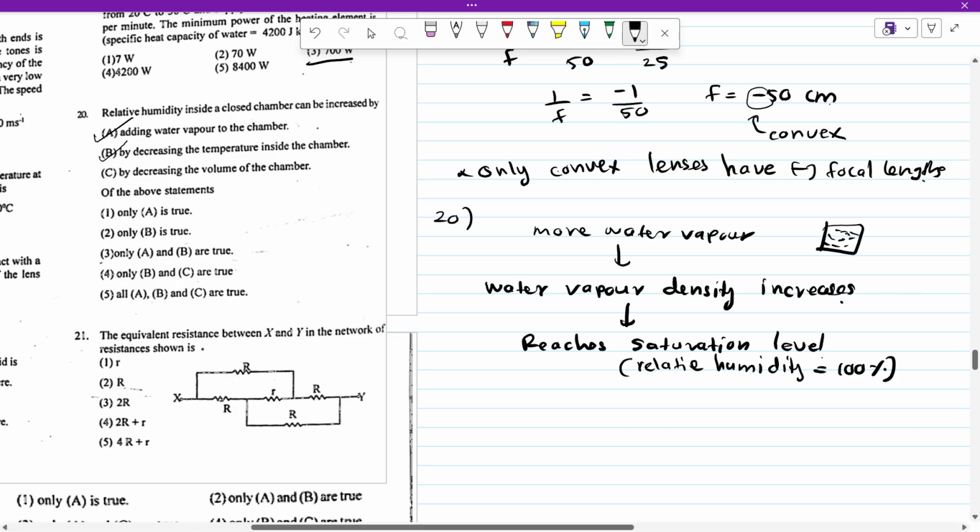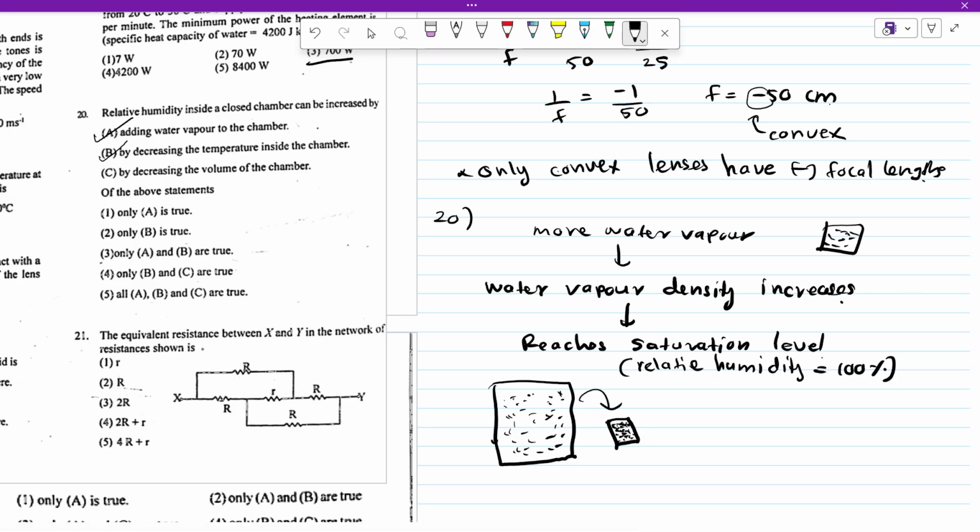By decreasing the volume of the chamber. Yes, if there is a big vessel like this, you should try much harder to give a maximum saturation or maximum concentration. You must give its full potential. But if it's a tiny box, just with little effort, you are able to saturate this whole closed chamber. So the more you decrease the volume of the chamber, the more easily you can reach the saturation level. So statement C is also correct. Thereby all statements A, B, and C are true.